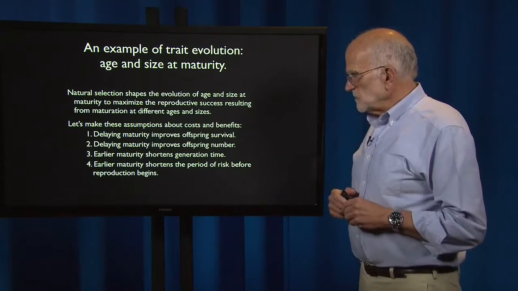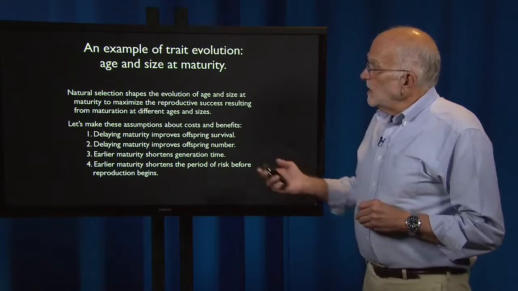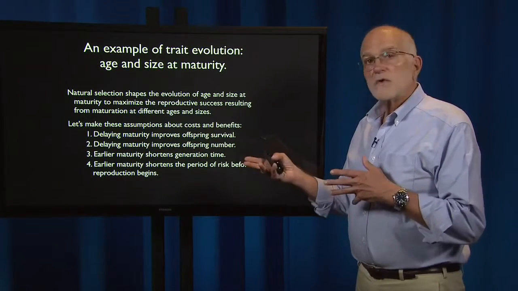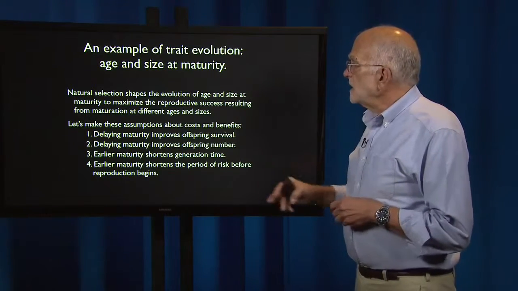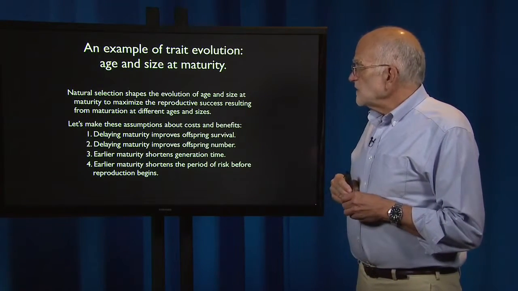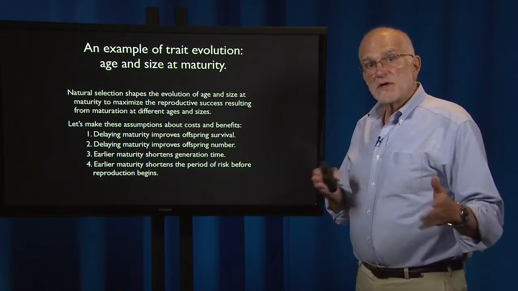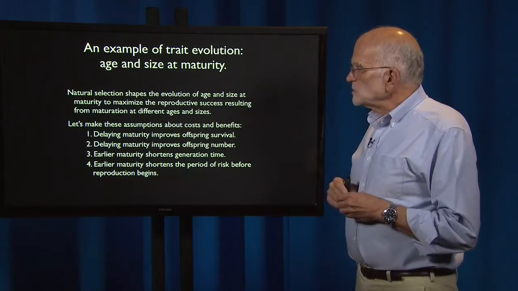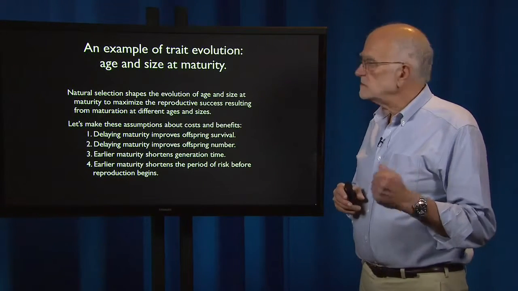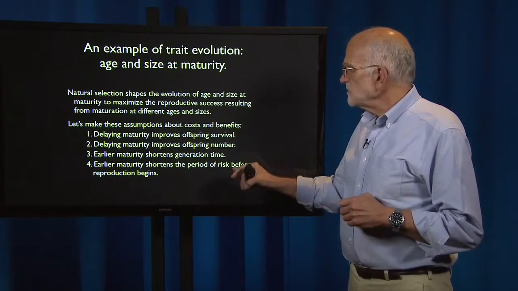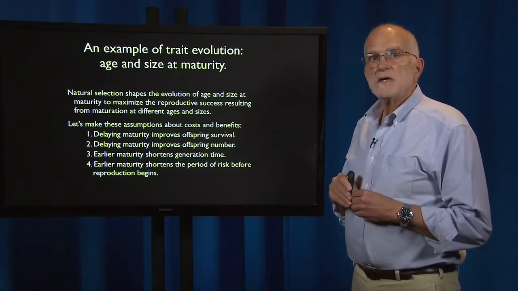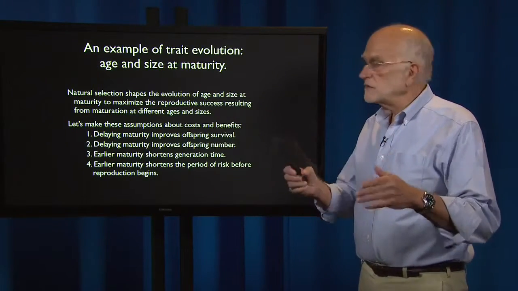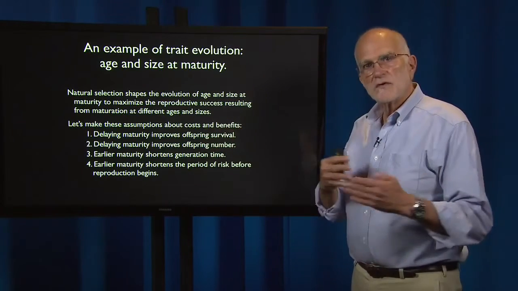So let's make a few assumptions about costs and benefits. First, delaying maturity improves offspring survival. So older organisms have higher quality offspring. Delaying maturity improves offspring number. Older organisms have more time to grow, so they're bigger, so they can have more babies. Earlier maturity shortens generation time. That's a benefit. And early maturity shortens the period of risk before reproduction begins. So you're more likely to reproduce because you've survived to reproduce if you can do it faster. So these things are trading off with each other. They're in opposition.